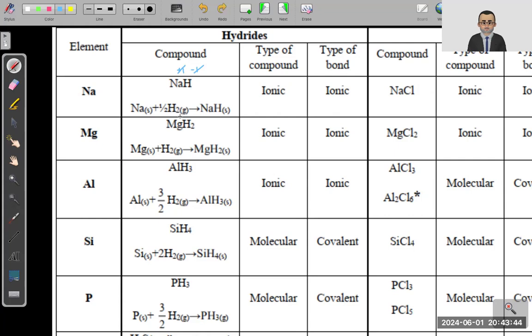Magnesium is in group 2, so it is +2, and hydrogen is -1. Again, we said if the numbers are similar, just cancel them out. If they are different, just switch the numbers. So the 1 comes here and the 2 goes here, so it becomes MgH2. That's why it's NaH, but here it's MgH2. What about aluminum? Aluminum is in group 3, so it's +3. What do we do with +3 and -1? Again, switch them, so it becomes AlH3.